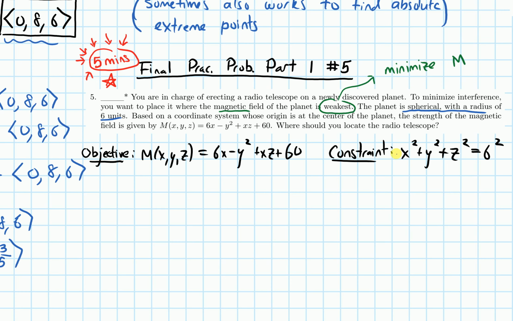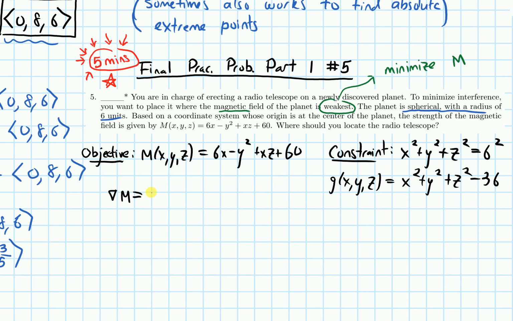And if we move all the terms so that one side of the constraint equals 0, that's what we call the function g. So g of x comma y comma z is equal to x squared plus y squared plus z squared minus 36. That's what we get if we move that 6 squared over to the left, so the right side is equal to 0.